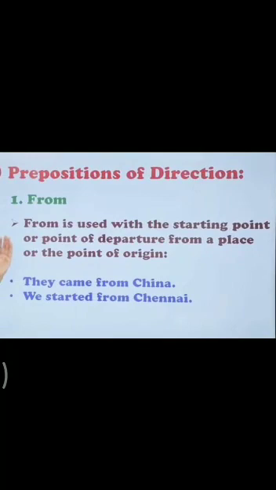Then come prepositions of direction. First we have from. From is used with the starting point or point of departure from a place or the point of origin. In the first example we have, they came from China. So from here is used as a preposition because it is referring to some point. Then we have the example, we started from Chennai. So it is telling us from where we have started, from Chennai.